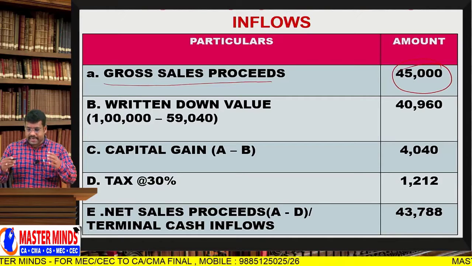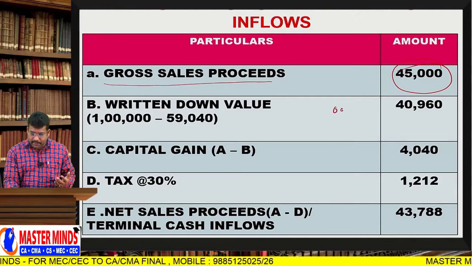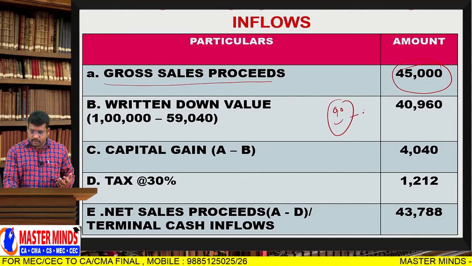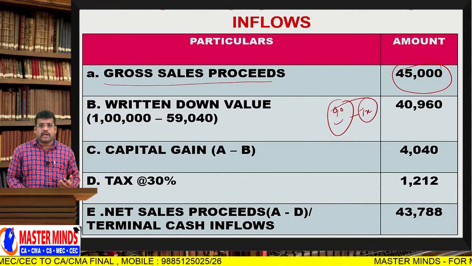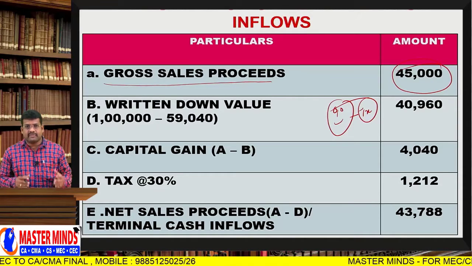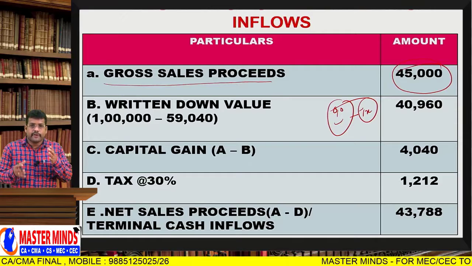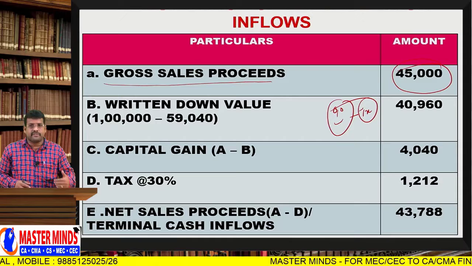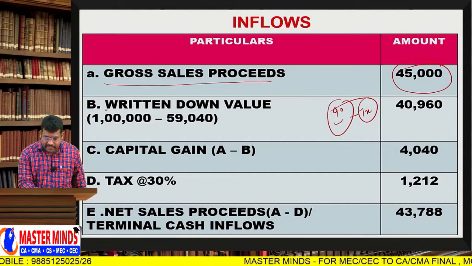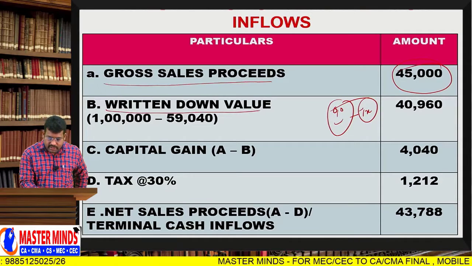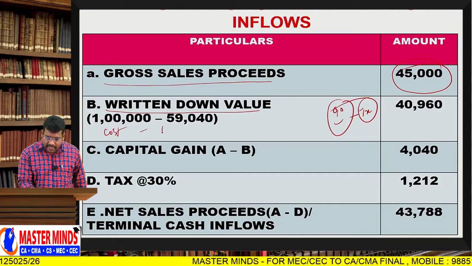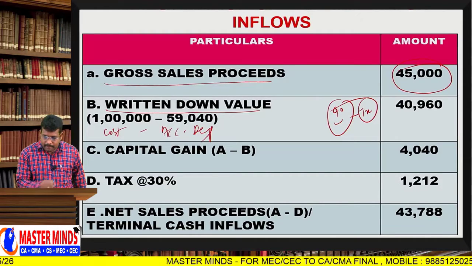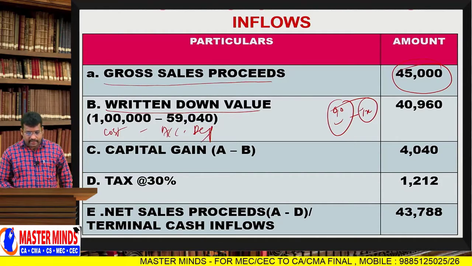So you are going to scrap the asset, but immediately the government people will come and they will ask you to pay tax. In order to pay tax, we have to find out whether we got the gain or loss. If we got the gain, we will pay tax. If we got the loss, we will take a tax shield from the government. So we will find out written down value. Written down value is nothing but cost minus accumulated depreciation. So cost is 1 lakh.